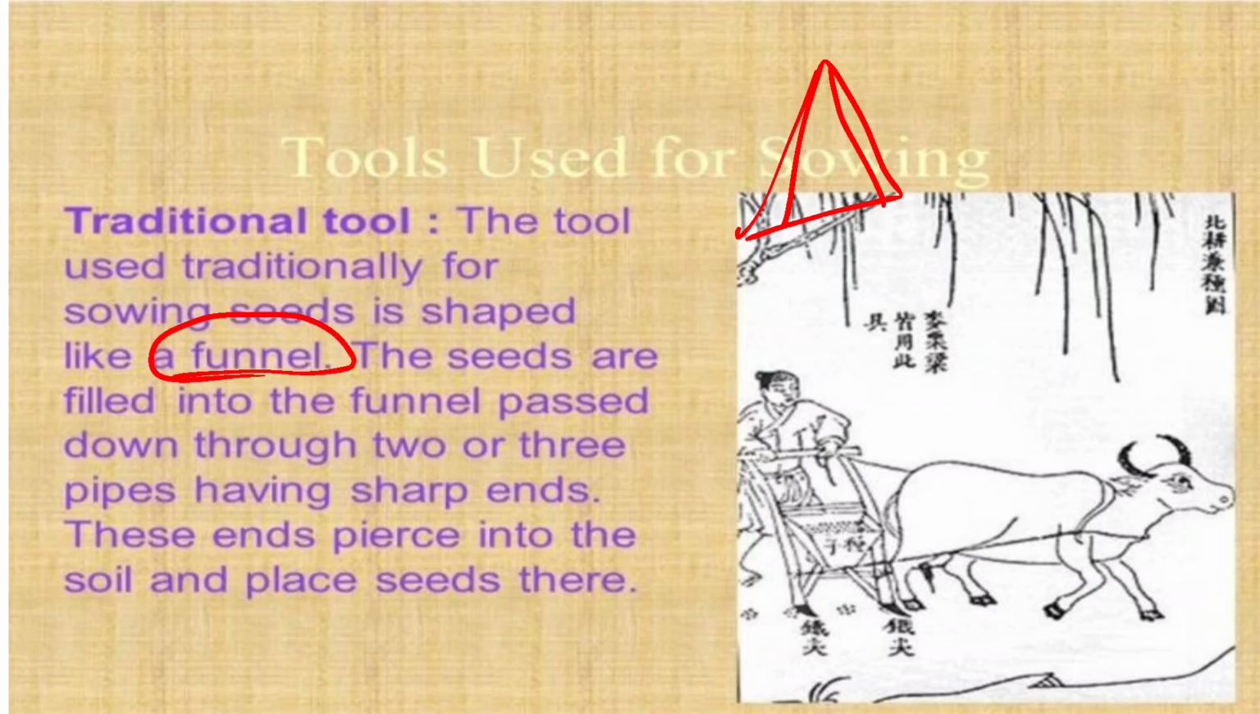The seeds are filled into the funnel and passed through two or three pipes having sharp ends. These funnels have two or three sharp-ended pipes where the good quality seeds are chosen and the bad seeds are removed. These ends pass into the soil and place seeds there. The bad seeds go outside and the others go inside the soil. This is a very traditional tool which has been used since ancient times.